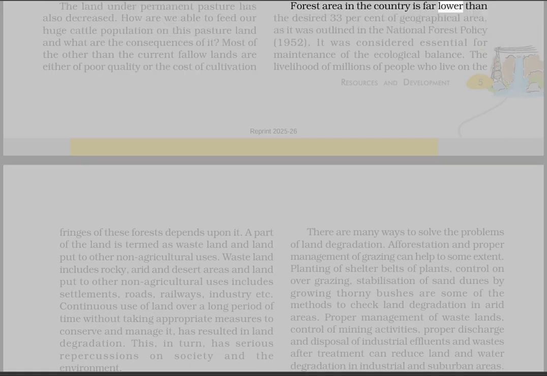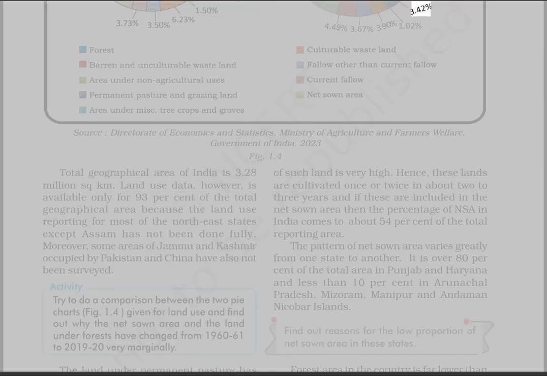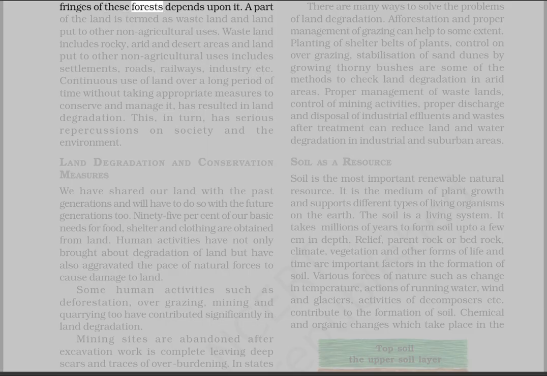Forest area in the country is far lower than the desired 33% of geographical area. It was outlined in the National Forest Policy, 1952. It was considered essential for maintenance of the ecological balance and the livelihood of millions of people who live on the fringes of these forests and depend upon it.